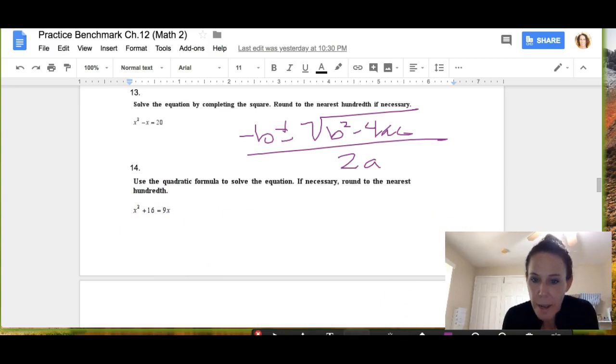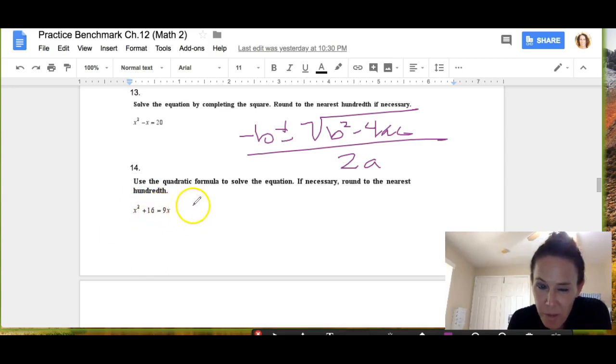So look at this guy. If we want this quadratic formula to work, everything has to be on one side of the equation. We've got to move 9x over there. So x squared, subtract 9x from both sides, minus 9x plus 16. And since I subtracted this to this side, I get 0 on this side.